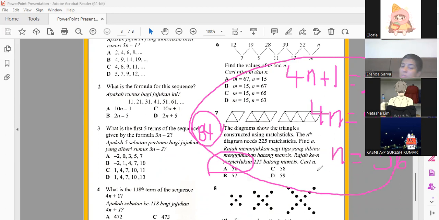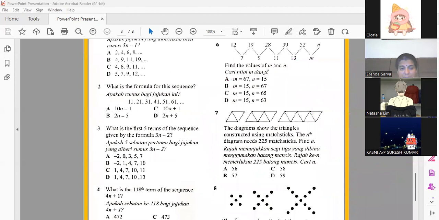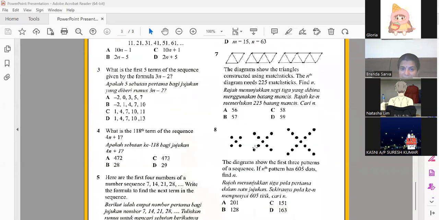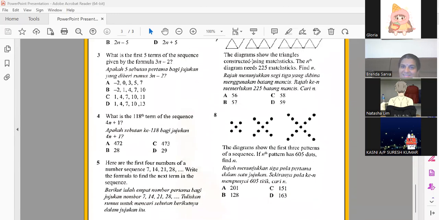Now, coming up with the formula is not that easy sometimes, okay? It takes a little bit of trial and error. So let's do one more question. Number 8. Again, look at the term. This is the first term, this is the second term, term means sebutan, the third term. Now look at your dots. How many dots? 5 dots.